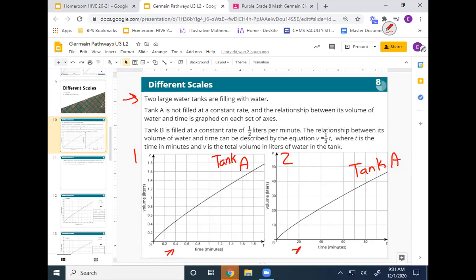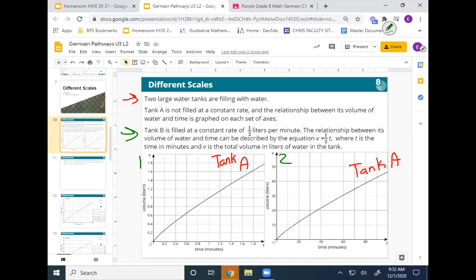So this second one here, graph number 2, is a zoomed out version of graph number 1. Okay, so graph number 1 is really, really zoomed in, close, close, close. That number 2 is zoomed out. Okay, I wanted to make sure that you guys understood that and noticed that before we got started. Okay, so if we look at tank B now, tank B is filled at a constant rate of 0.5 liter per minute.